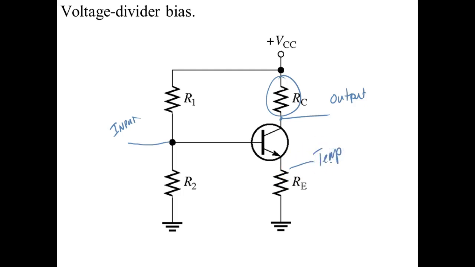So if I clamp the base with this voltage divider, let's say I clamp it at 2 volts. Then this right here is clamped at 2 volts, right? By the voltage divider, that is going to set this right here at 1.3 volts.